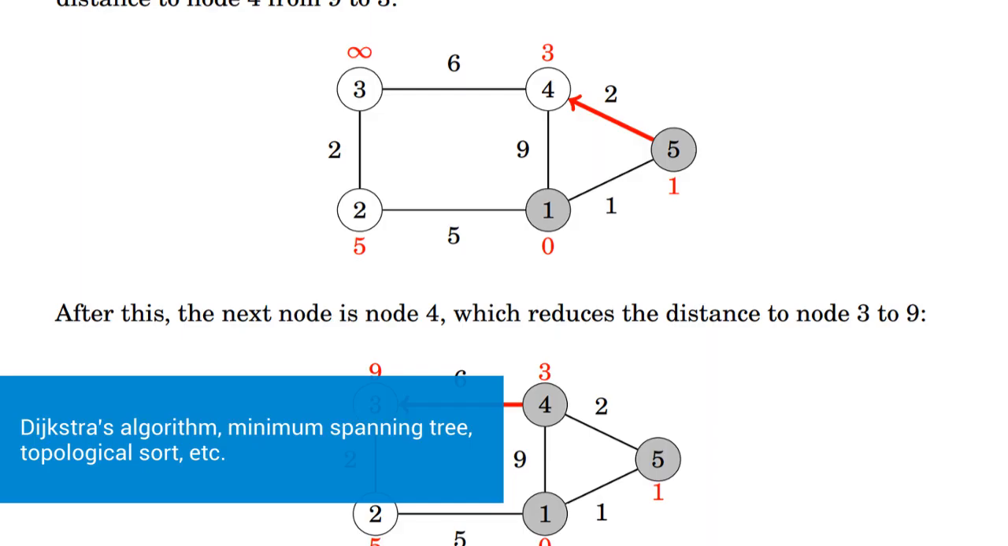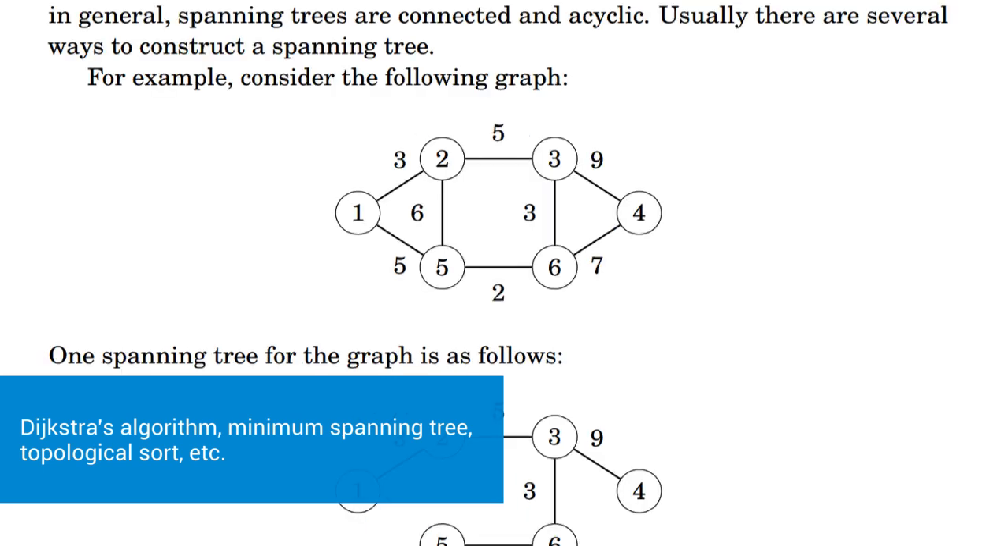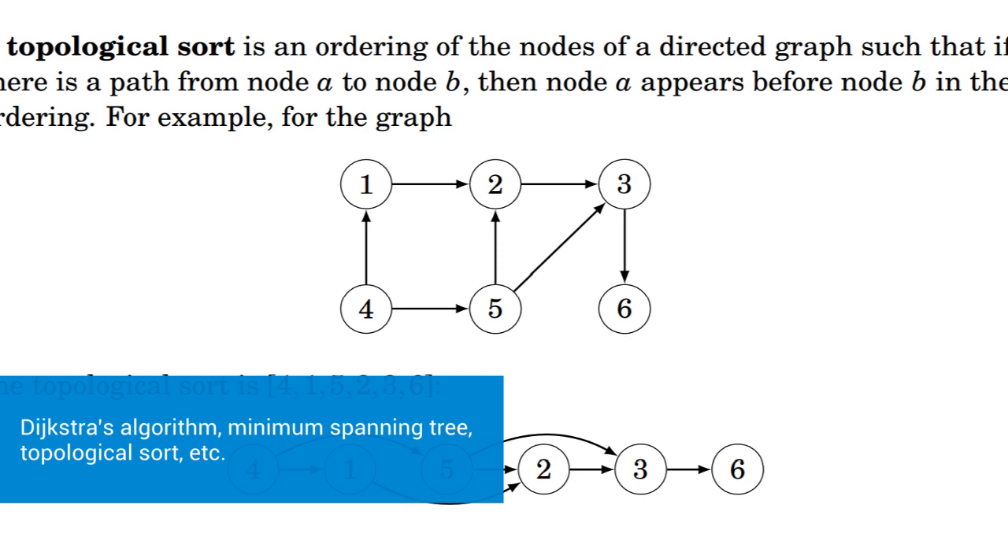The other graph traversal algorithms include Dijkstra's shortest path algorithm, the minimum spanning tree, which includes Kruskal's and Prim's algorithm, and topological sort, which are all very common techniques used in USACO Gold and Platinum division problems.